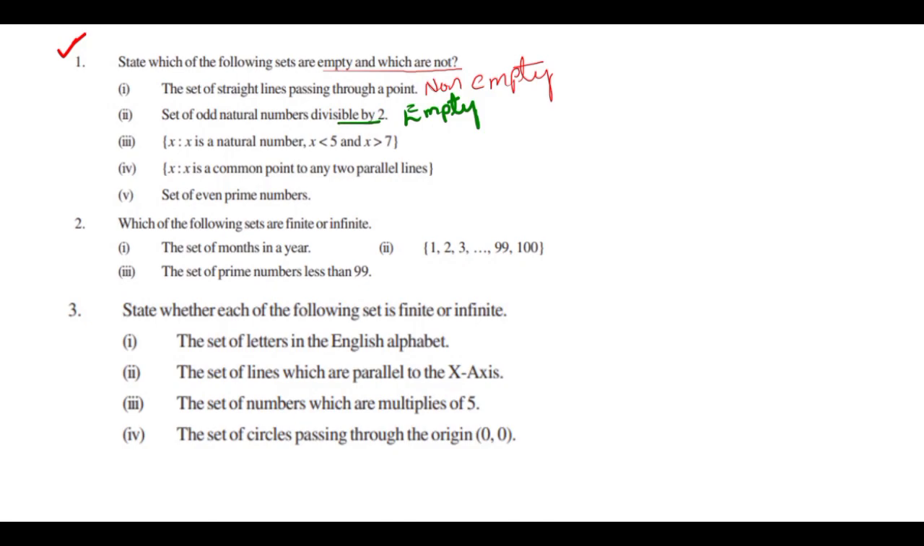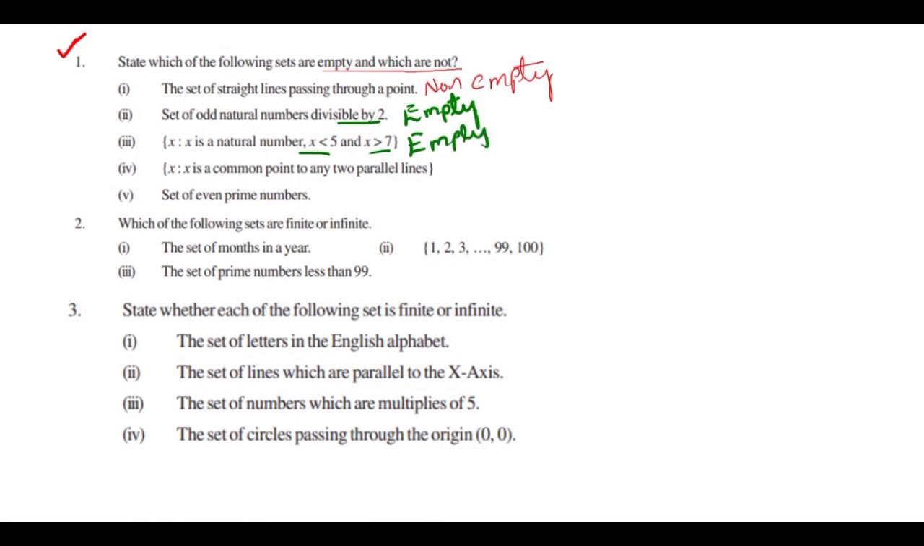Next, x such that x is a natural number, x less than 5, x greater than 7. Can you find a number less than 5 and more than 7? Less than 5 means 4, 3, 2, 1 like this. More than 7 means 8, 9, 10, and so on. A number that is both less than 5 and more than 7 you cannot find, correct? The number we are selecting should be less than 5 and more than 7. It is not possible, so it is an empty set.